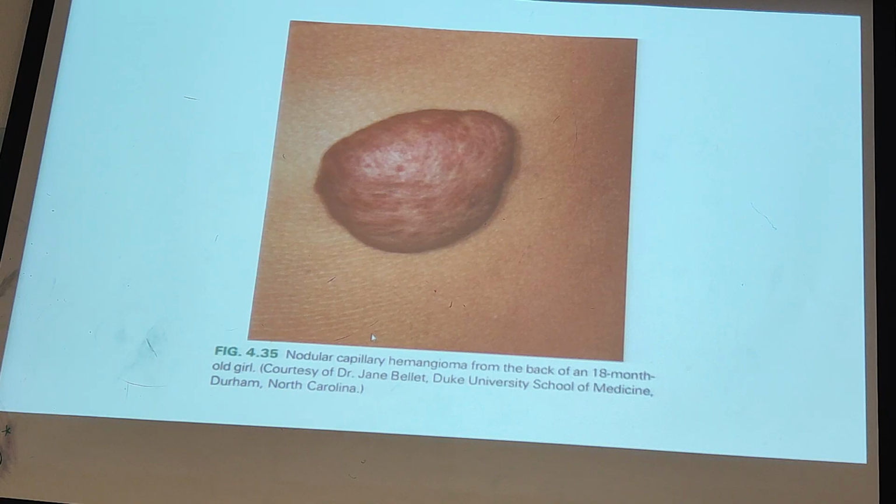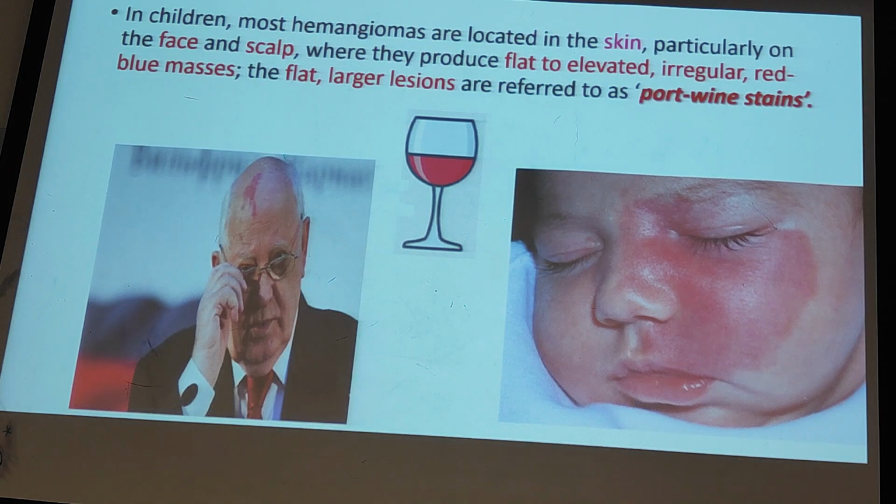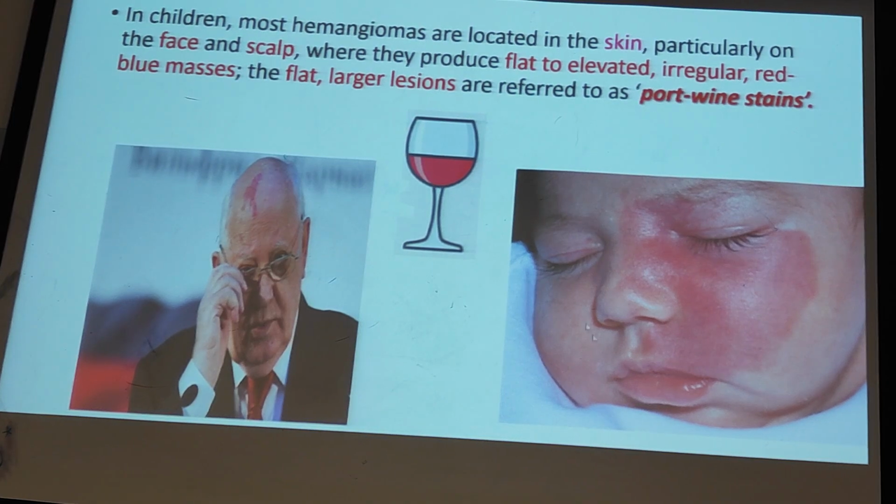This picture is a nodular capillary hemangioma. A gross feature. The gross feature is really different, maybe different form, different size, different color. The childhood hemangiomas are located in the skin, especially in the face and the scalp.